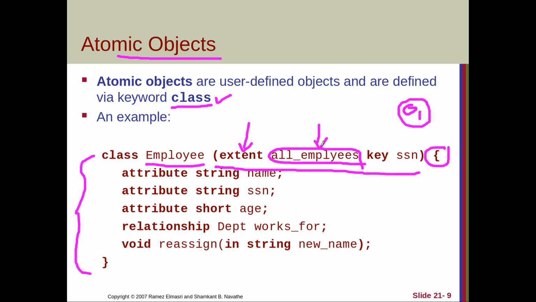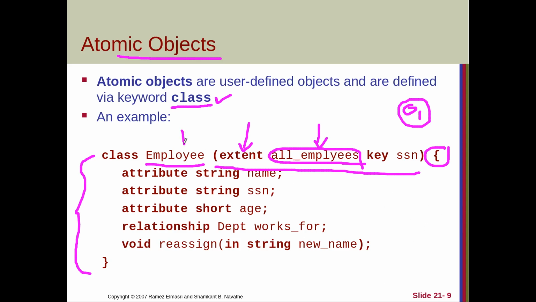So all employees is a persistent name. We have already discussed persistent objects in the previous video. A persistent object group will be assigned a single name. So this is the name given for all the employees.